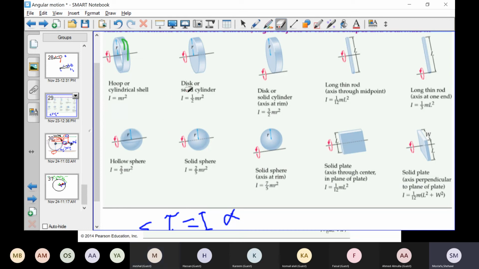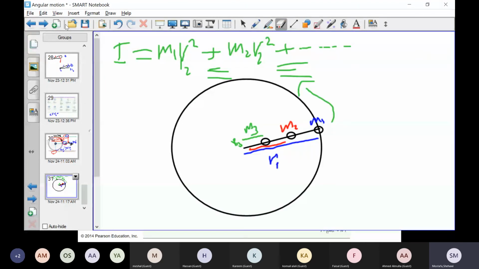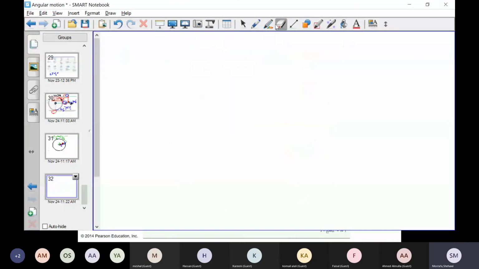I want to ask a question. Which one will be easier to rotate? This question is general for any one of you. To rotate a cylinder shell or a solid cylinder, which one is easier to rotate? Let me give you the question in another form so you can understand it.